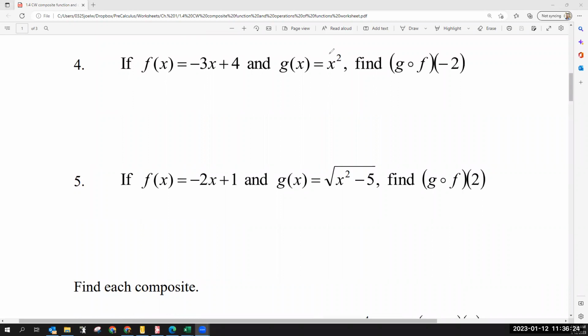Number 4. What's my outside function? G. They switch the letters. So, parentheses squared. What goes inside my parentheses? -3x plus 4. Now, I'm actually not going to do anything with the -2 because I want to skip ahead on this one to show something. Let's say that I'm not plugging a value in, I'm just simplifying this with the x. If I was to simplify that, could I simplify that to be that?